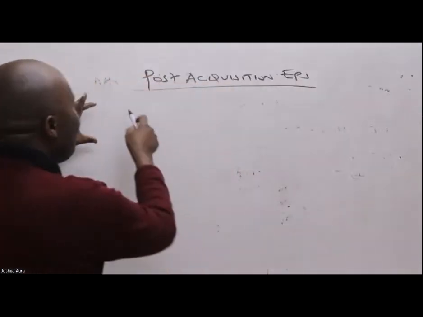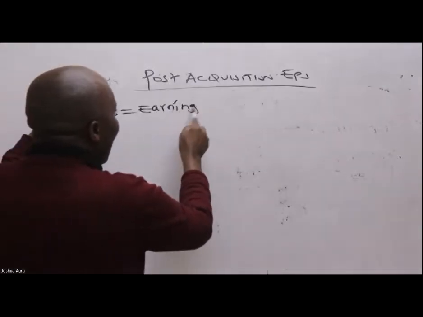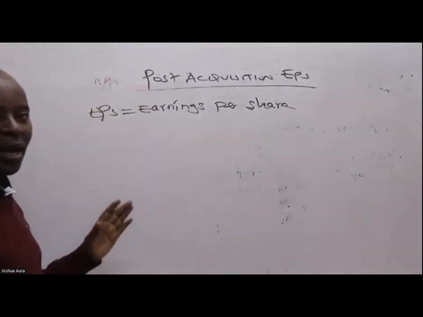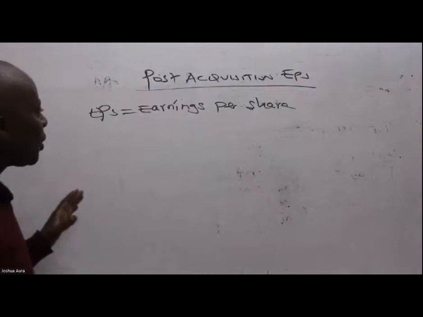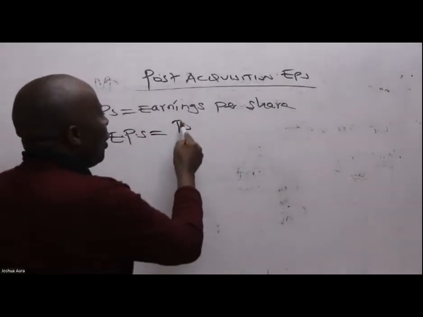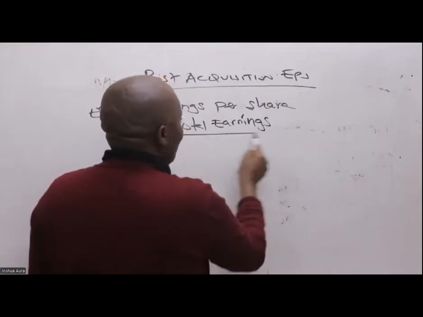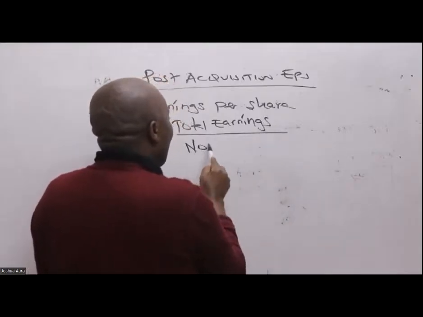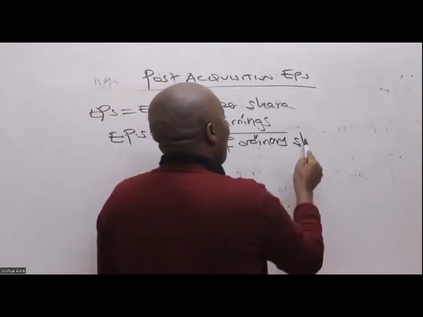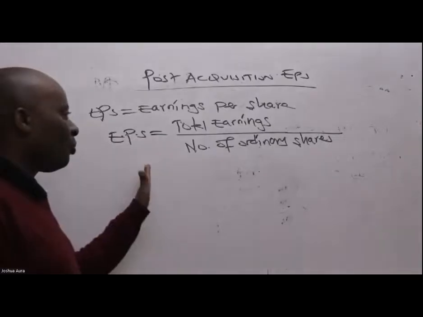You see, EPS stands, in full, for earnings per share. And for us to be able to get earnings per share, we normally take the total earnings of the firm over the number of ordinary shares. This is so important as we begin.